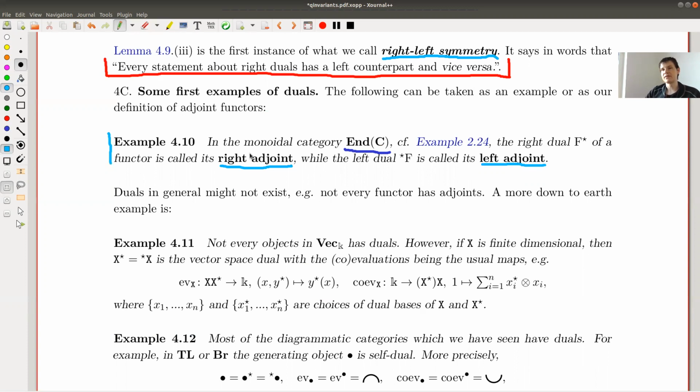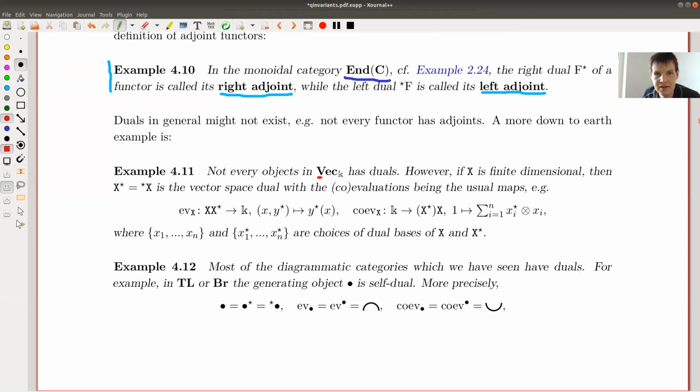Adjoint functors is something I haven't talked about much until this point, but they are a very classical concept in category theory and a very powerful concept. Why? Well, because they come actually from duality. It's kind of a dual functor. And it is a dual functor in this sense, right? That's what the example is saying. But let's do a hands-on example, a down-to-earth example, right? So what is the easiest category I can imagine? Well, something like vector spaces over some field.